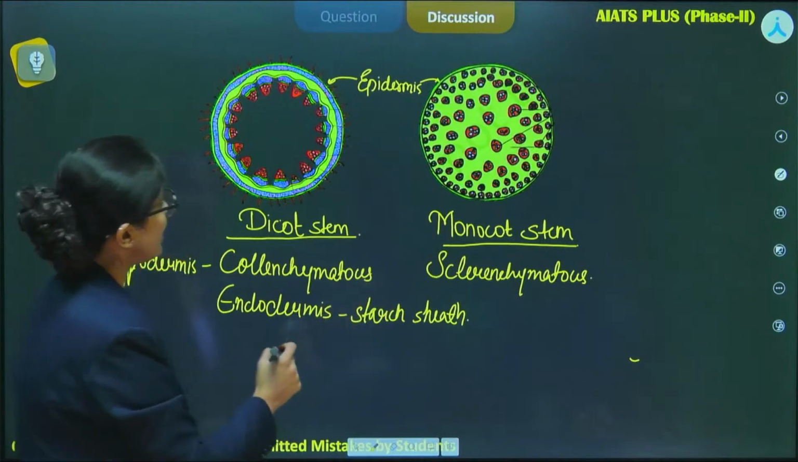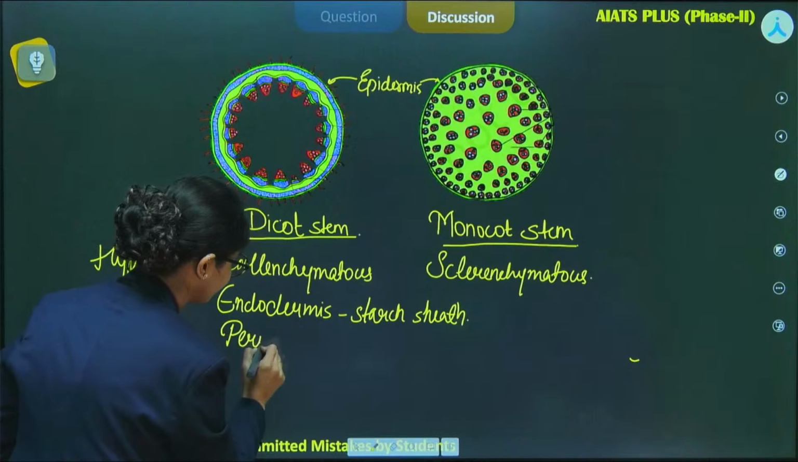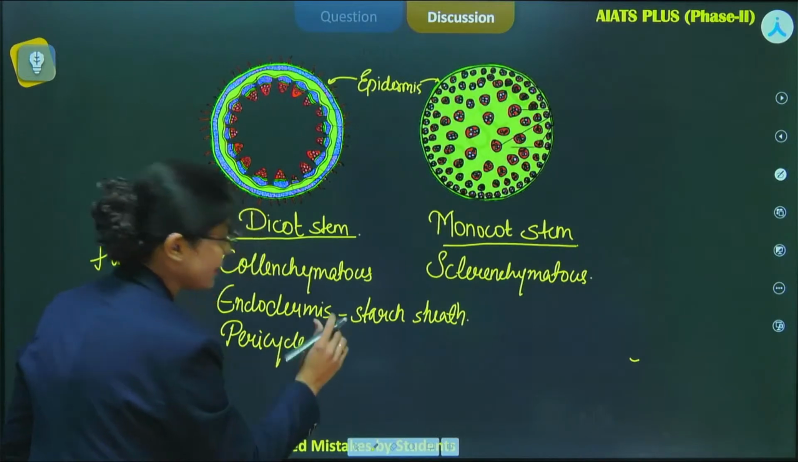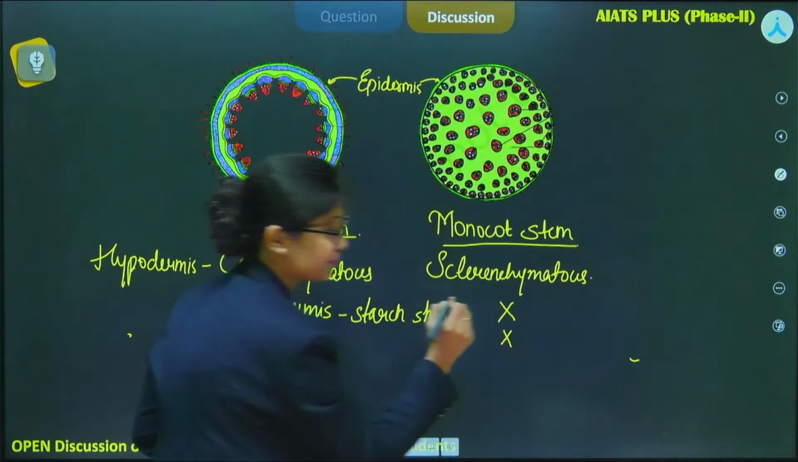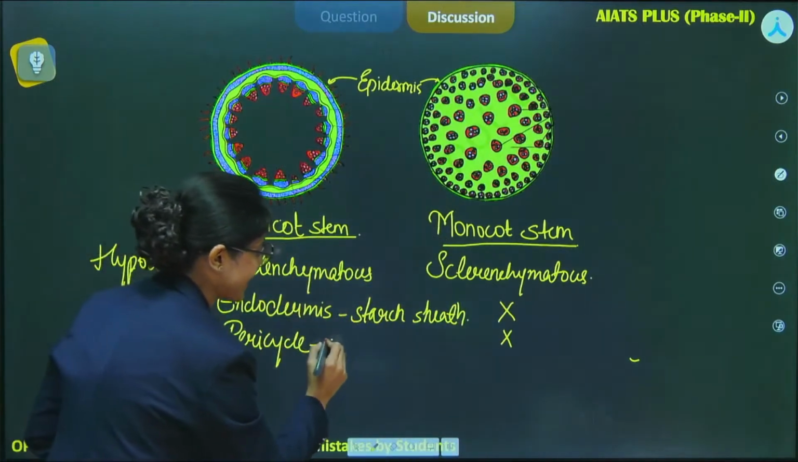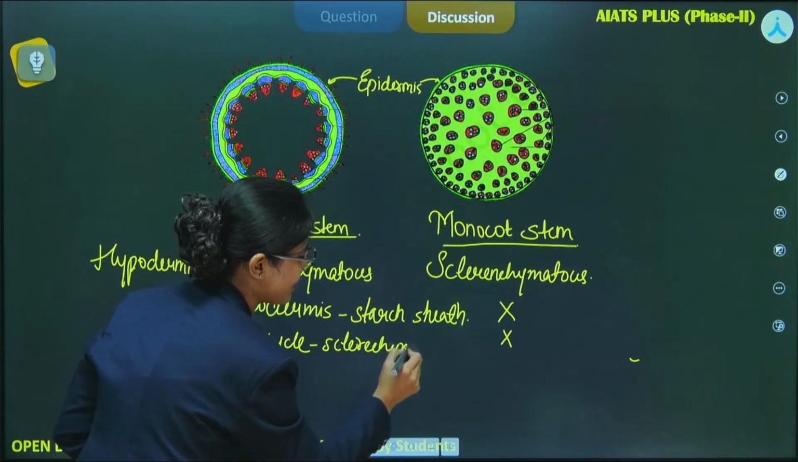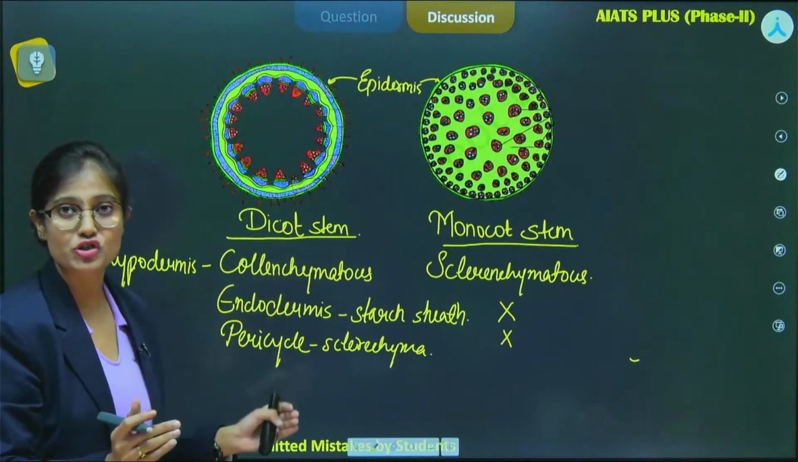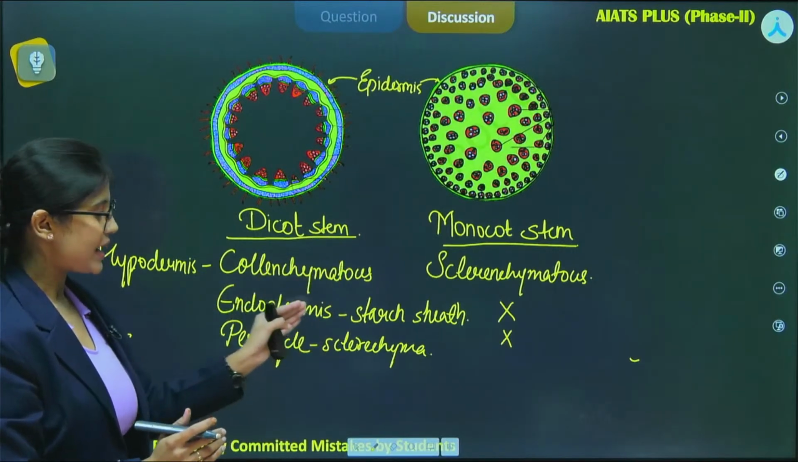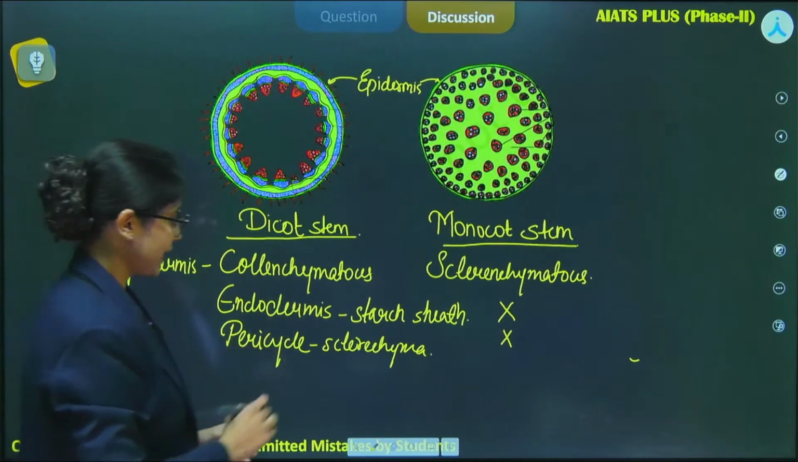Now if we talk about the next layer, which is pericycle, present in dicot stem but absent in monocot stem, which is sclerenchymatous. It has patches of sclerenchyma, right? And it is present in a semi-lunar shape, which is just beneath the endodermis and above the phloem, right?